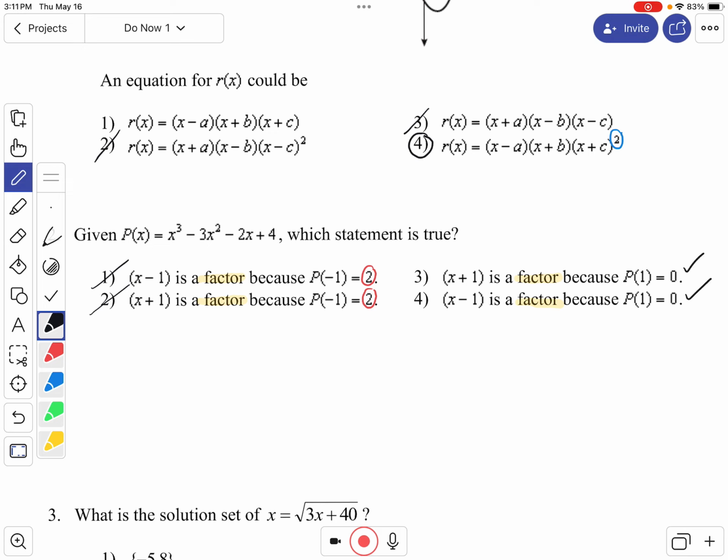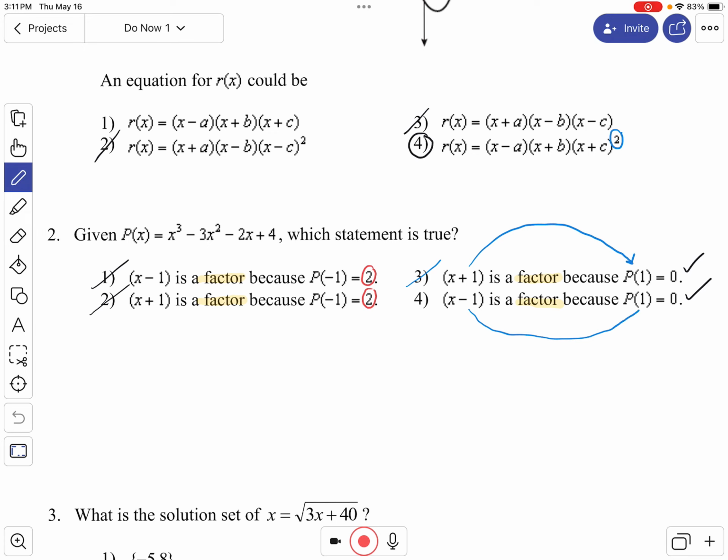Now another thing we also know is that you're always substituting in the opposite number. So if this is x plus 1, you should be substituting in negative 1. So that is impossible there, so that does not work. Where you'll notice here, x minus 1, you'll be substituting in the opposite, which is positive 1, which does work. Therefore, the answer is choice 4.